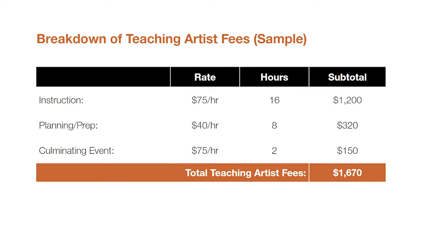For this sample, we've allocated 1 hour of planning prep time for each workshop session to arrive at a total of 8 hours. Lastly, a teaching artist should be paid for their time at the culminating event, which is the same rate as the instruction rate.